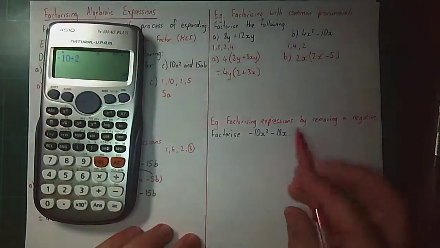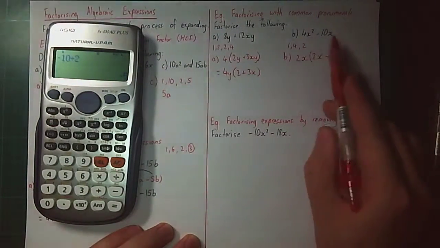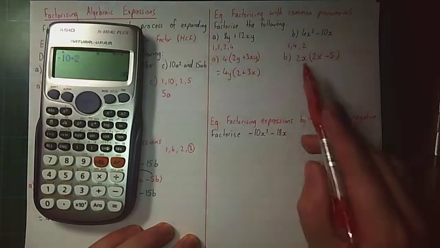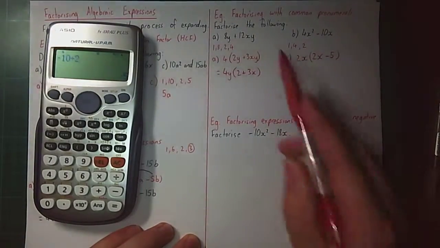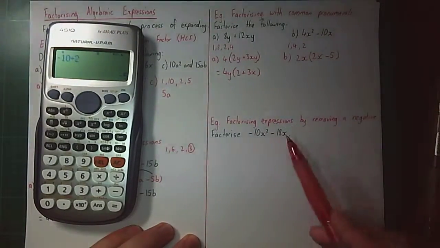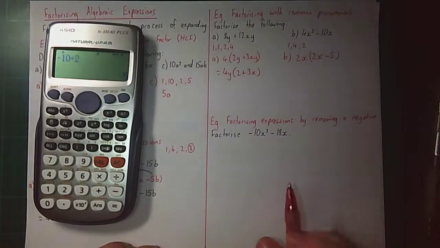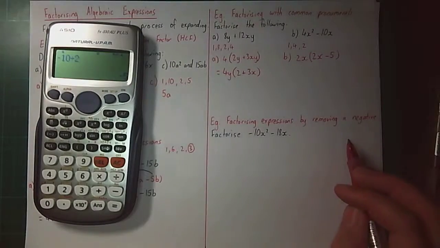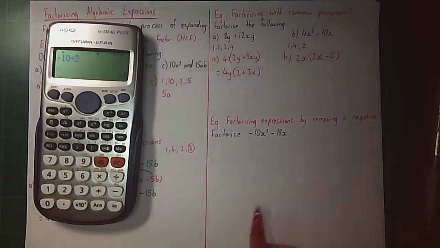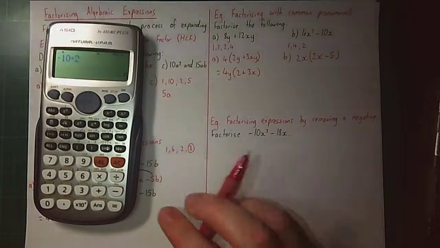Okay, so assuming you notice that there's a common pronumeral, you can take it out at the beginning, and you only have to do it in one line, but if you forget to do it, that's okay, it just takes one extra line. Now, our final example, it says factorising expressions by removing a negative. So whenever there's a negative, you can remove it. You just have to make sure that everything else stays the same.